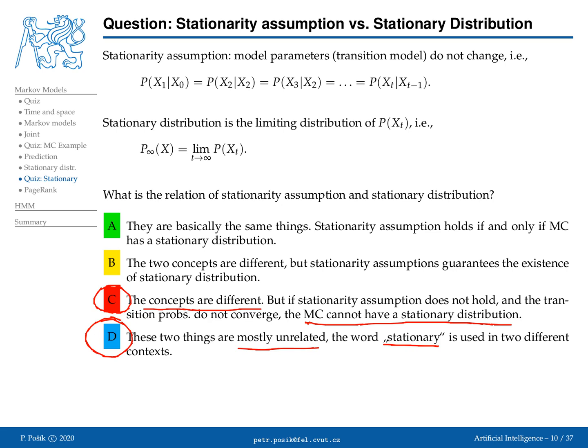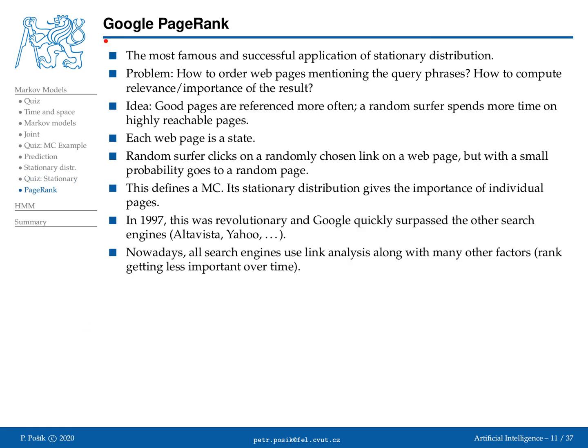Okay, and the last thing that I would like to talk about in the context of Markov models is something called Google PageRank. I don't know whether you have already read or heard about this, but it is an algorithm that Google used to use to order the results of their search engine.